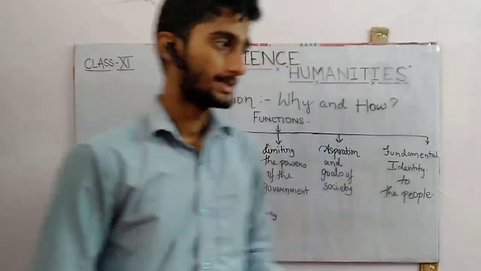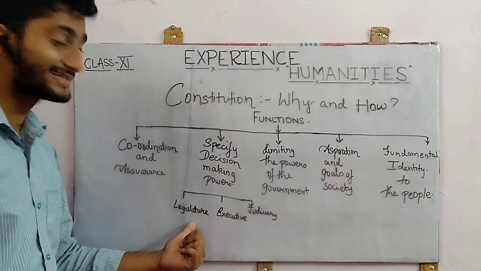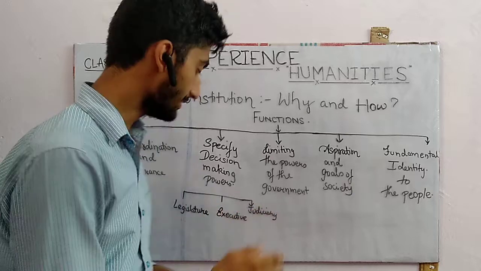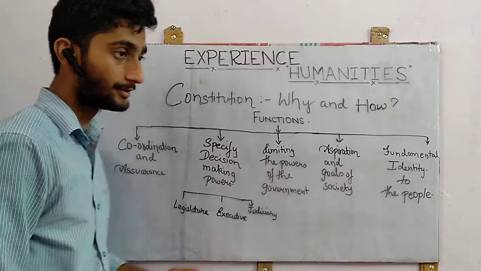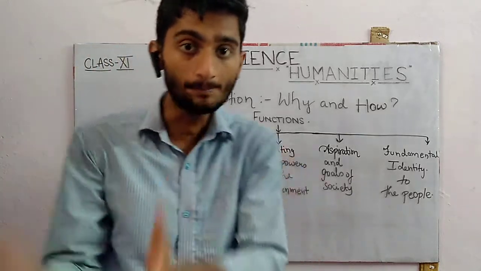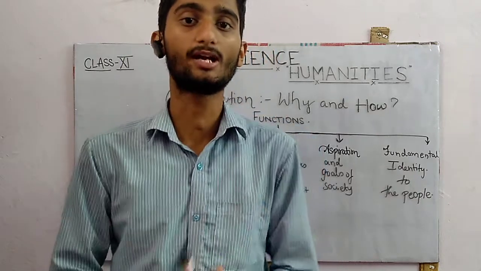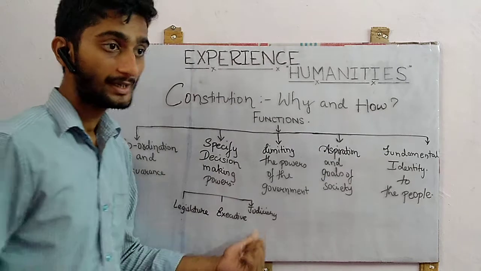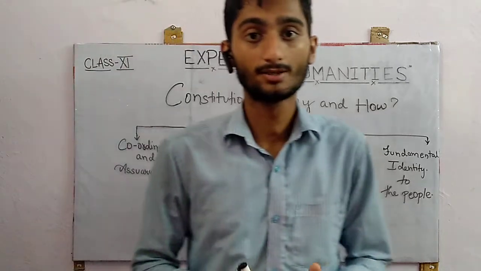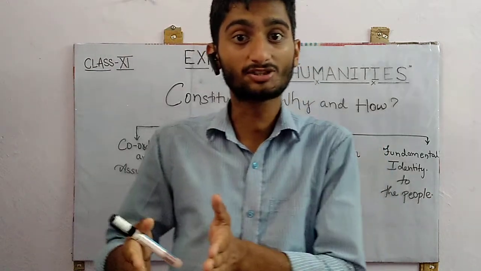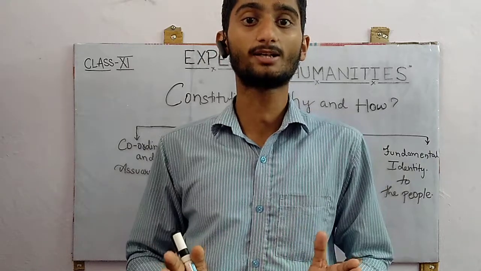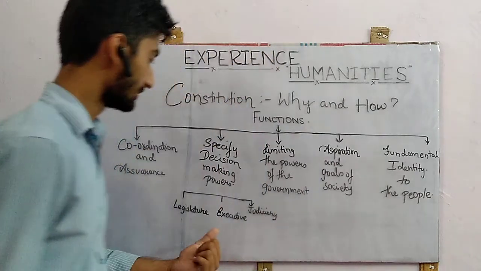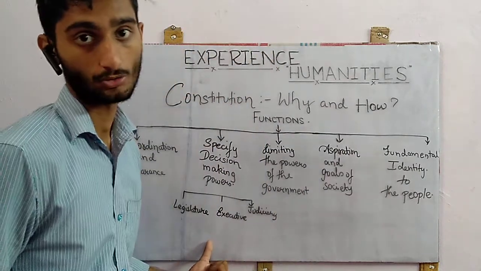How? The parliament or the legislature frames laws, okay, and the executive makes these laws implemented in the society or in the country. And when we talk about the judiciary, it gives justice where the rights of any of the citizen of the country is violated. So this is the second function of the Constitution.